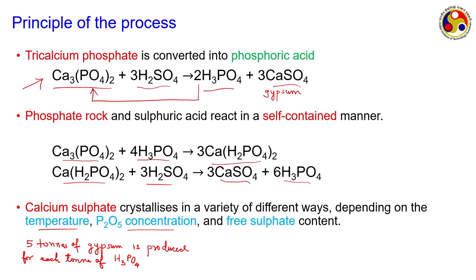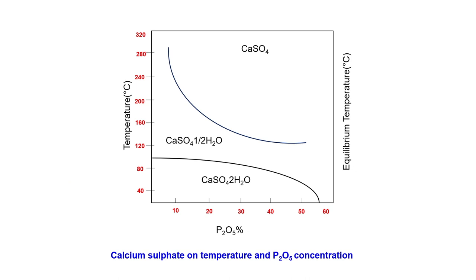So let us see how it looks. This is the equilibrium diagram, the calcium sulfate equilibrium diagram on temperature and P2O5 concentration. The amount of P2O5 is given on the x-axis and the y-axis is the temperature.